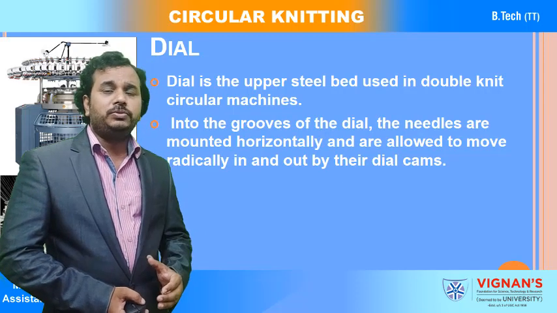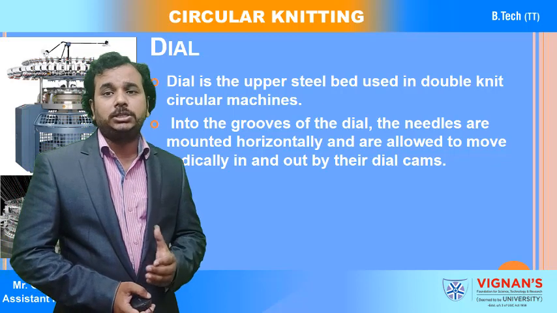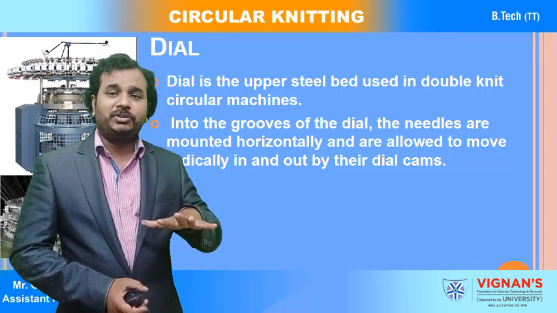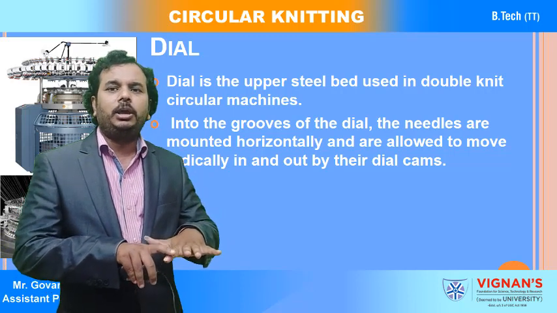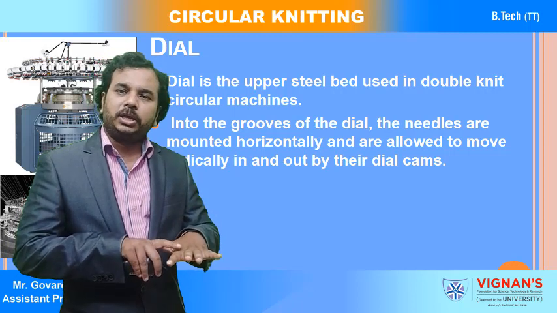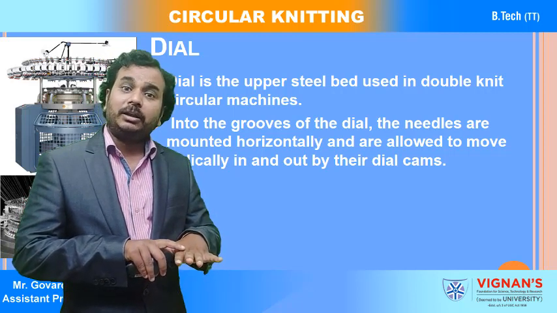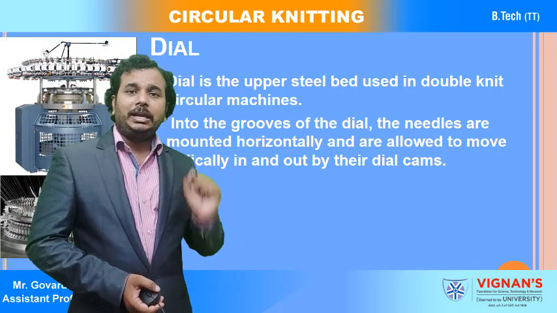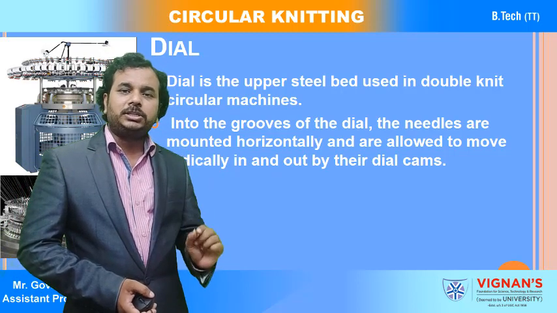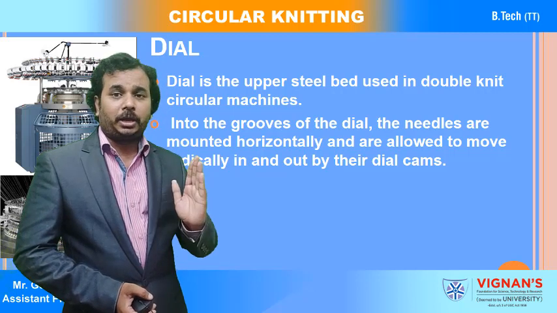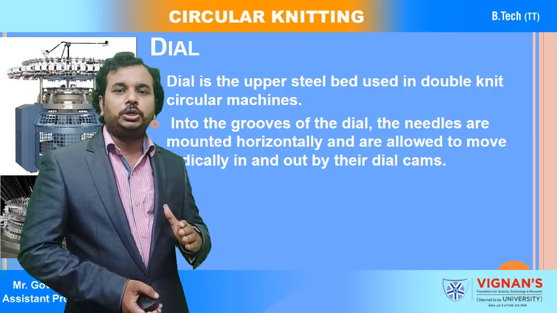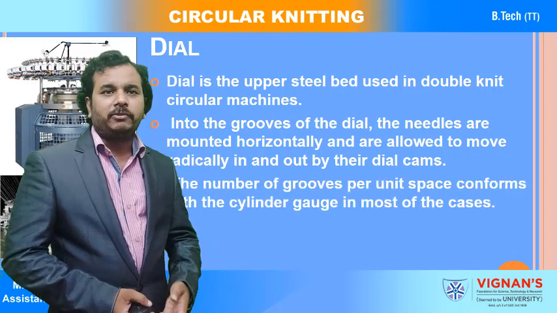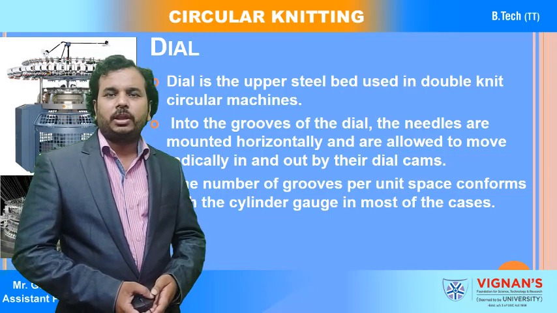Now into the grooves of the dial, the needles are mounted horizontally. It is like a steel plate like structure, which has the grooves. So the needles are going to be projected outside from the dial case, and placed horizontally. In the cylinder, the needles are arranged or fixed in the grooves of the cylinder in a vertical manner, and in the case of the dial, the needles are kept in a horizontal manner.